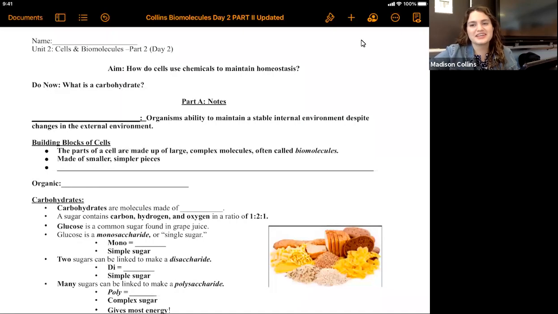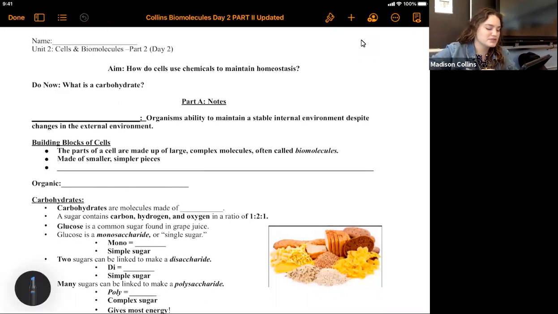Welcome back to another day of living environment. We are now on to day 2 of biomolecules. Okay, so we're still in unit 2, but we've already wrapped up cells and now we are talking about biomolecules. So today's aim is how do cells use chemicals to maintain homeostasis?